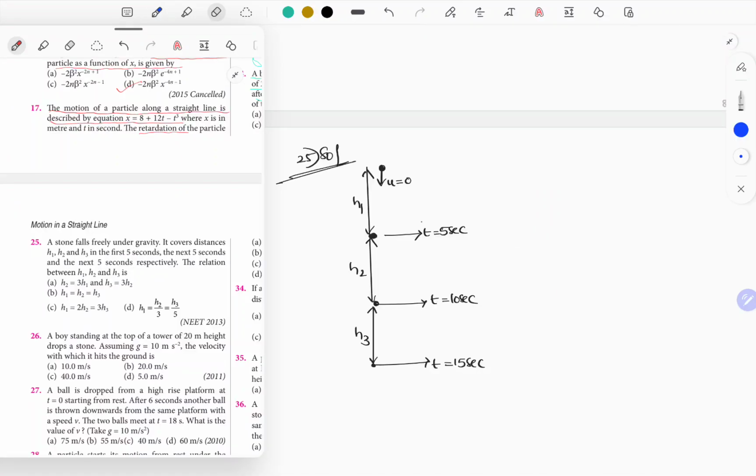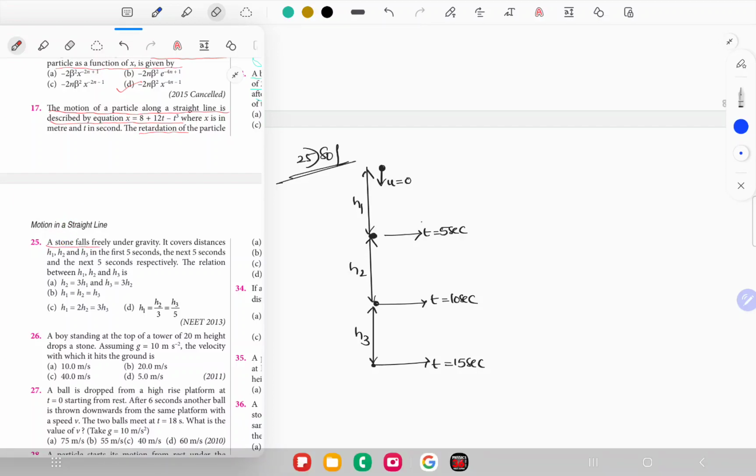Look at question number 25, guys. A stone falls freely under gravity. It covers distances H1, H2 and H3 in the first 5 seconds, next 5 seconds and next 5 seconds respectively. I have represented the diagram here. Just look at that diagram, then you can understand. They are asking the relation between H1, H2 and H3.